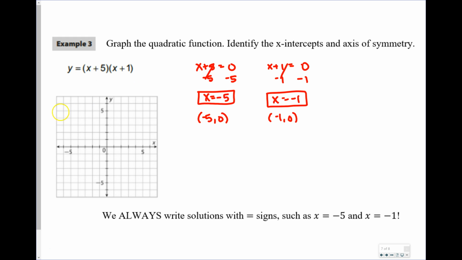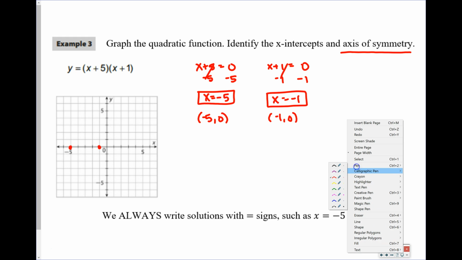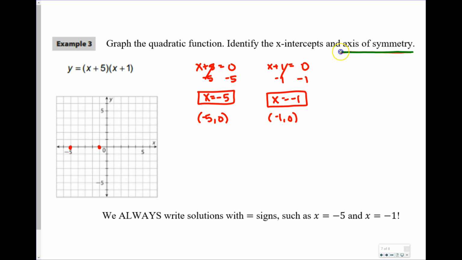Okay, so now I've got points at (-5, 0) and (-1, 0). So there's that point there and there's that point there. Now remember, the axis of symmetry goes right between the x-intercepts. So I know that my axis of symmetry is going to go right here.